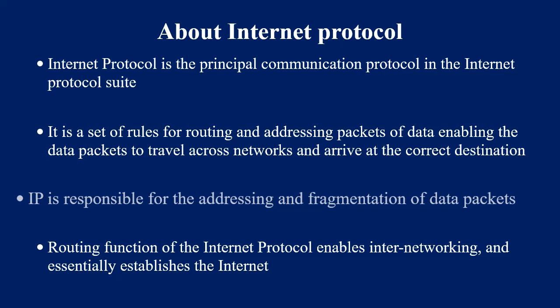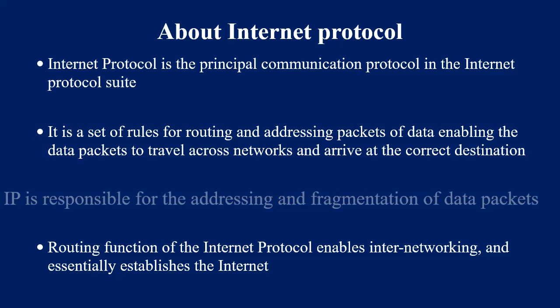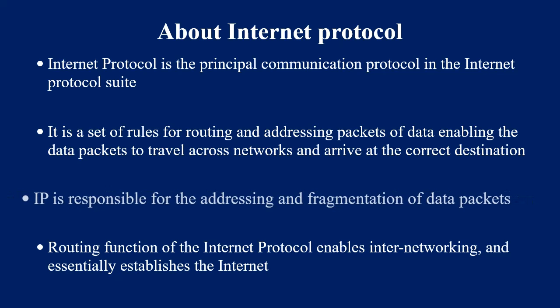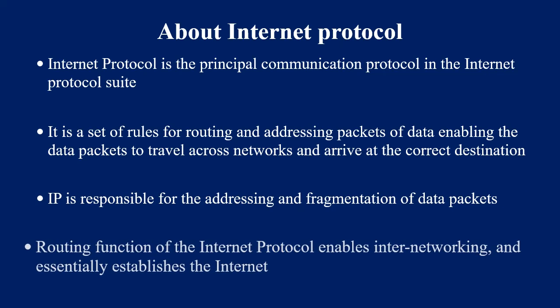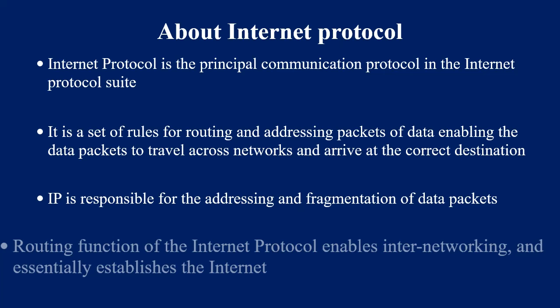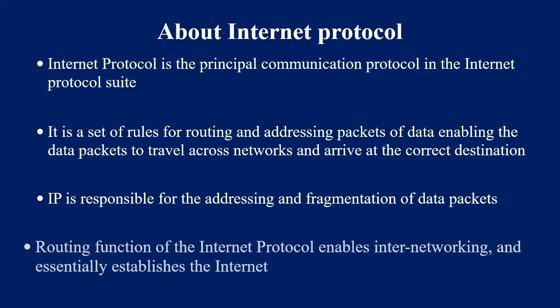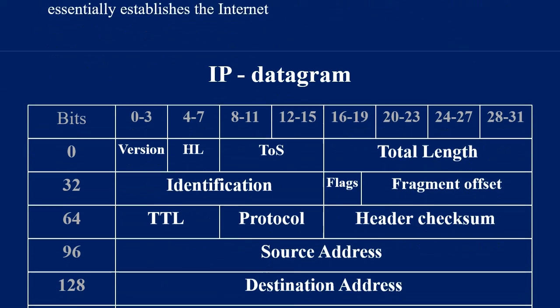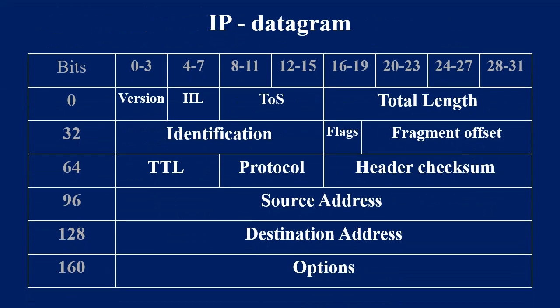This protocol is responsible for addressing and fragmentation of data packets. The routing function of the Internet Protocol enables internetworking and essentially establishes the Internet. To be able to send a packet from sender to addressee, the Internet Protocol creates a packet structure which summarizes the sent information. This packet format is known as an IP datagram.